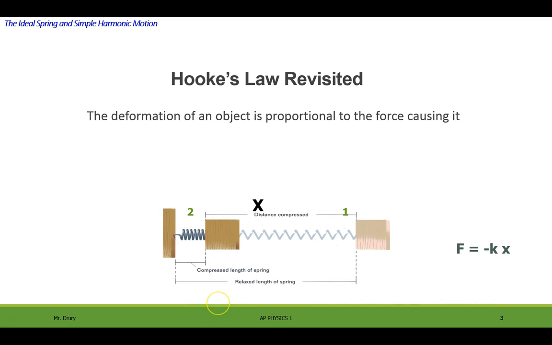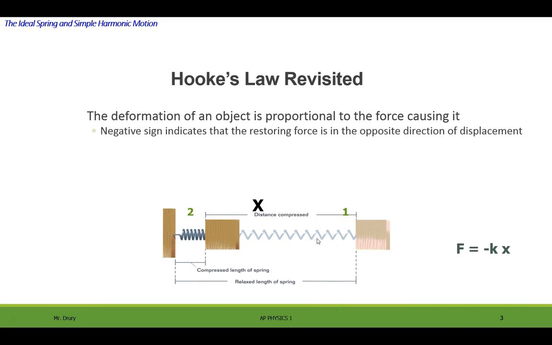So for example, if we take a block and we push it from position 1 to position 2, compressing a spring, we apply a force, and this is a linear restoring force. In other words, the spring wants to push it back out. How much it wants to push it back out depends on how far we pushed it in. So the more we push it in, the greater the force to push it back out. The negative sign indicates that when you push the block to the left, the spring wants to push it back to the right. So the force is in the opposite direction of the displacement.